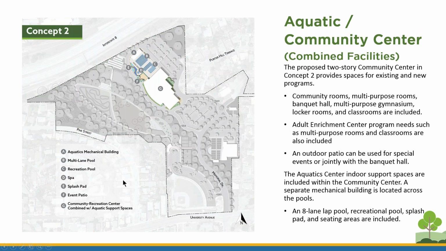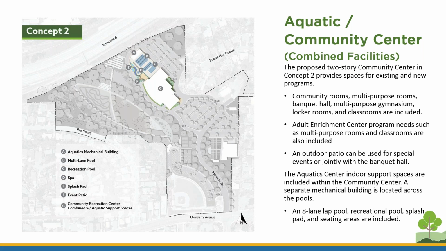Again, we'll take a closer look at each of the spaces proposed in Concept 2, starting with the Aquatic Community Center. The proposed two-story community center in Concept 2 provides space for existing and new programs. Once again, community rooms, multi-purpose rooms, a banquet hall, multi-purpose gymnasium, locker rooms that are shared with the aquatic center, and classrooms are all included.